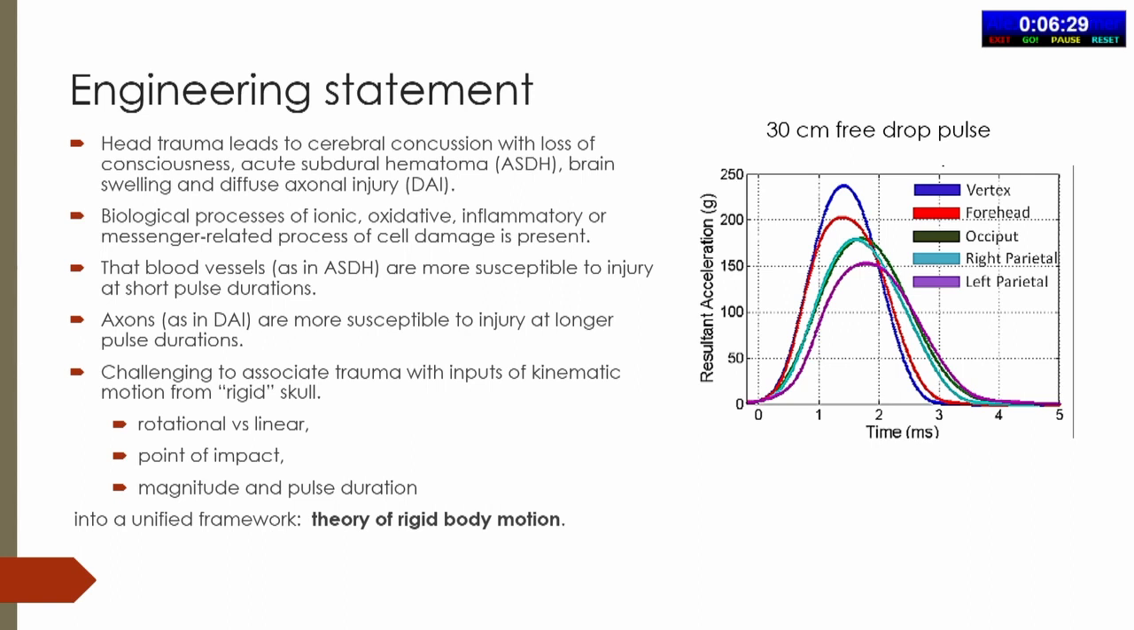We can have some of these processes that we talked about. We know there is cerebral concussion and loss of consciousness, for which we use GCS, and then we also have subdural hematoma and diffuse axonal injury. We understand there are biological processes, and not all of them happen immediately. It takes time for them to develop. And the blood vessels are susceptible to injury at short pulse durations.